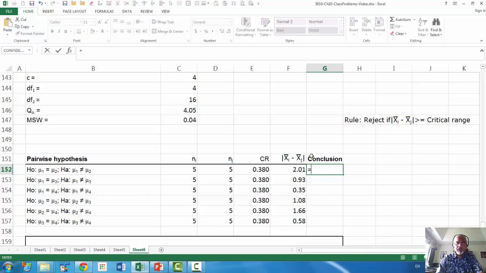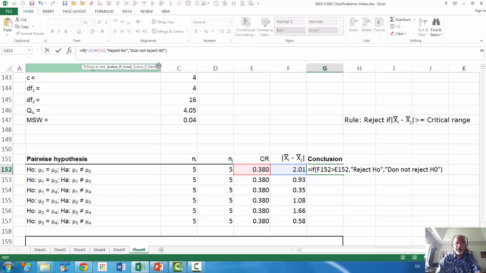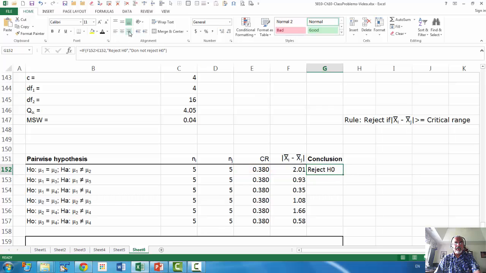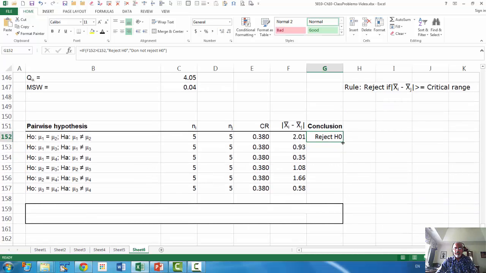Now we can set up a formula for conclusion. So you can say if the absolute difference is greater than the critical range, if it exceeds that, then within quotation marks you type reject H0. Okay, close quotation mark. Otherwise, open quotation mark, you say do not reject H0, close quotation mark, close. Okay, that's formatted to right adjust. Now you copy.